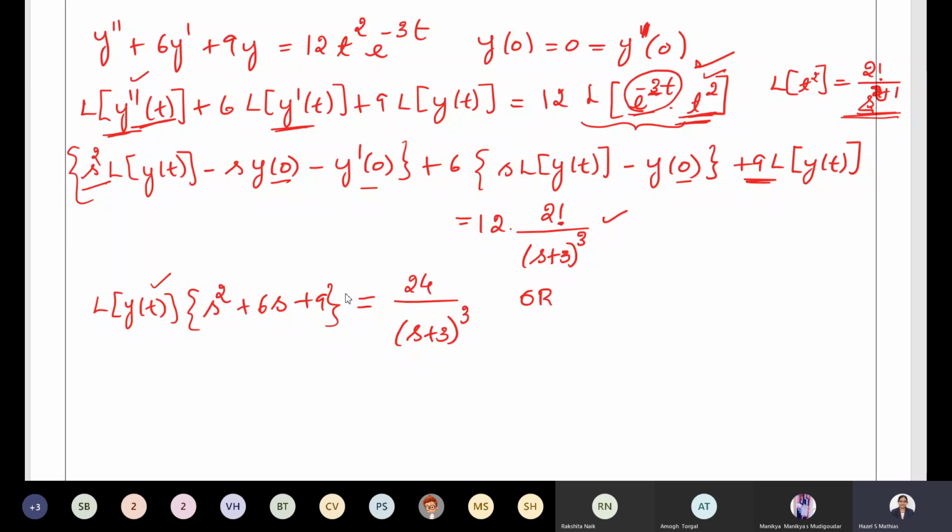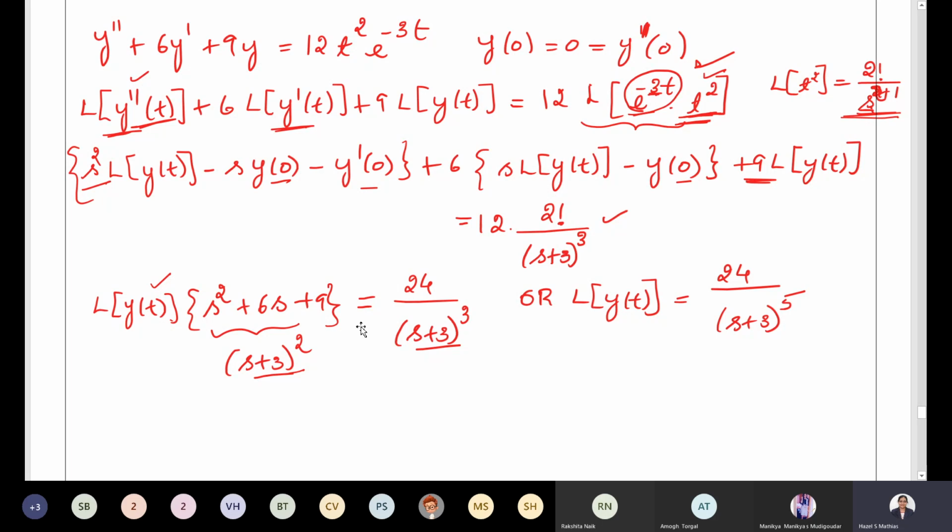So what is the Laplace transform of y of t from this? Tell me. What is this term? Is it s plus 3 the whole square? s square plus 6s plus 9 is s plus 3 the whole square. So the Laplace transform of y of t is nothing but 24 divided by, see over here, s plus 3 whole cube is already there. Again you are dividing by s plus 3 the whole square. So you will have s plus 3 whole power 5. Am I correct? Okay. Now it is easy.